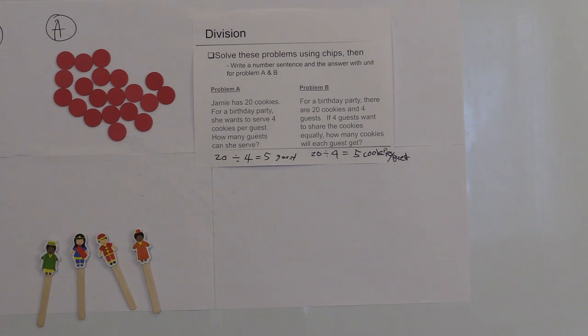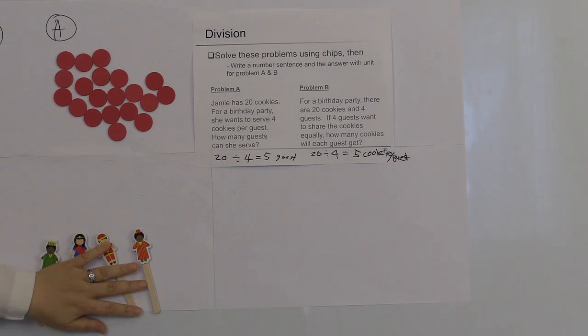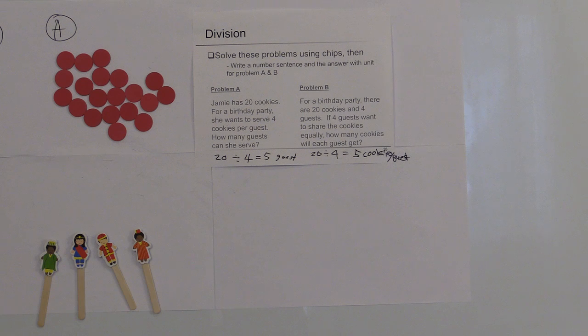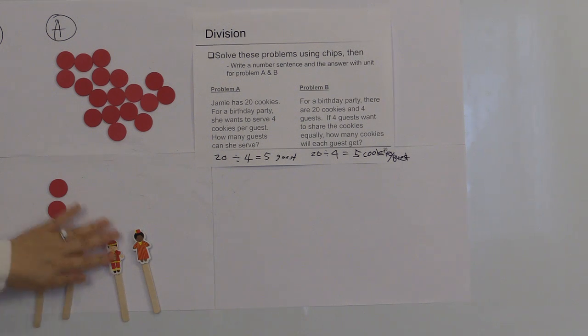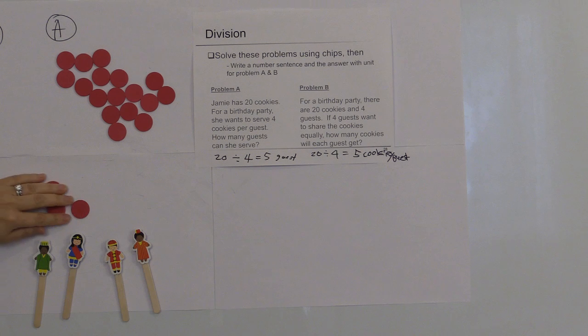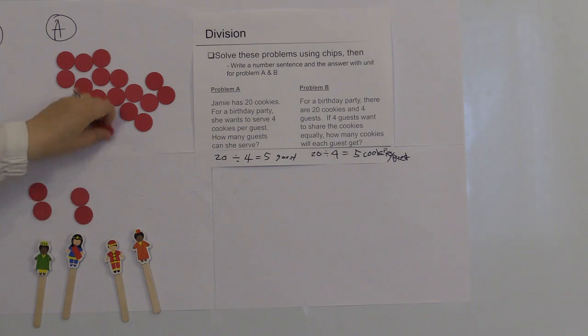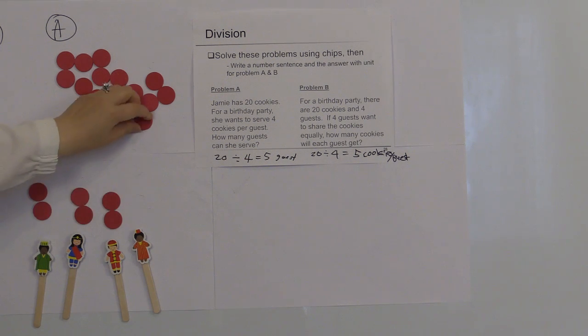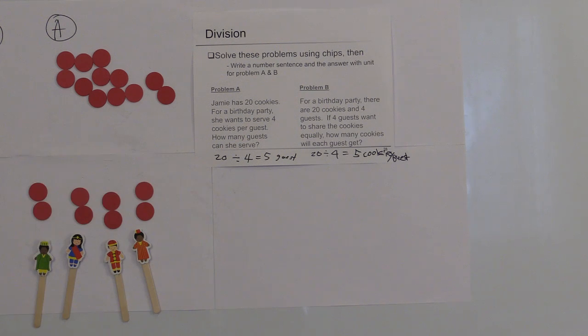So they're probably going to deal out, like dealing out cards. There are 20 cards, there are 4 players. They want to share the cards equally among the players. Then what they're going to do is deal them out. Let's do the first 2 first. So this is B. We know the number of guests and we know the number of cookies. So I'm going to do 2 for a guest and 2 for another guest.